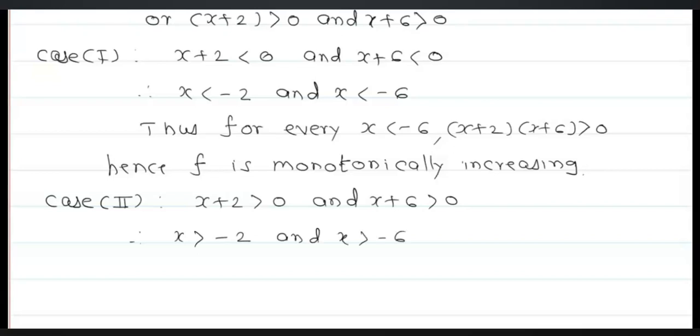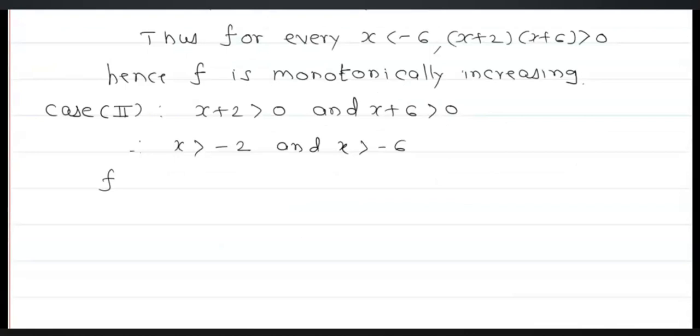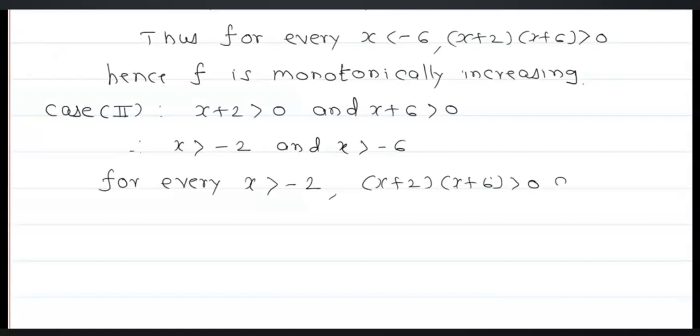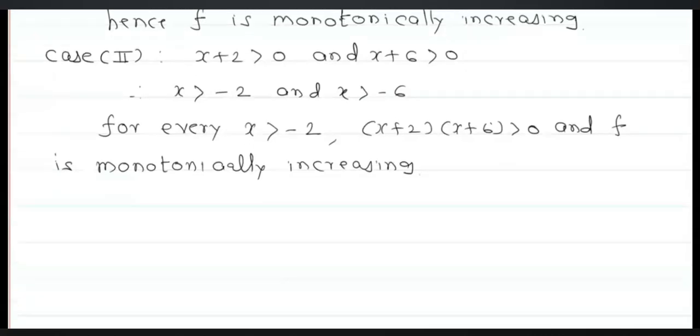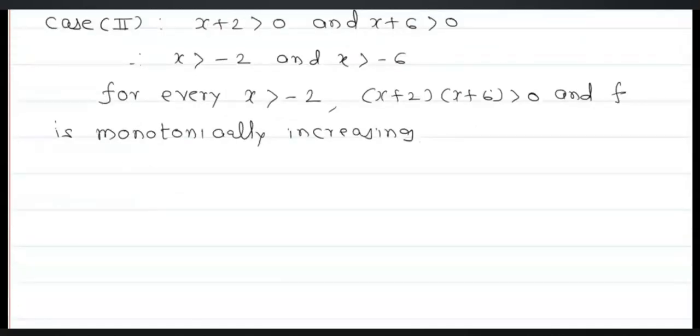Now x is greater than minus 2 if you solve it, and x is greater than minus 6. If you add minus 2 for the first and minus 6 for the second, then you will get x is greater than minus 2 and x is greater than minus 6. For every x greater than minus 2, x plus 2 into x plus 6 is positive, that is, greater than 0, and f is monotonically increasing.